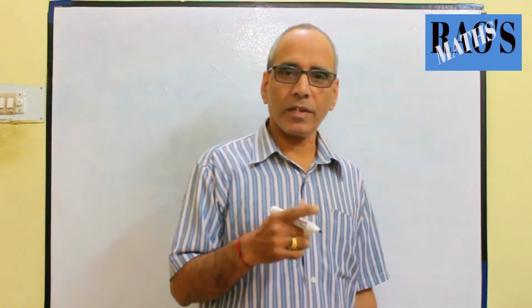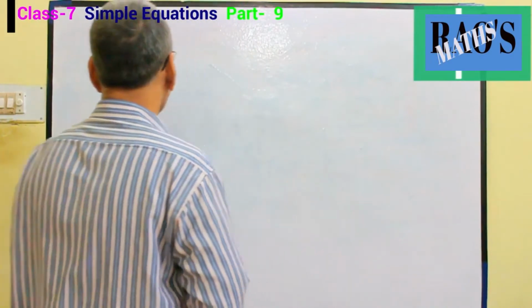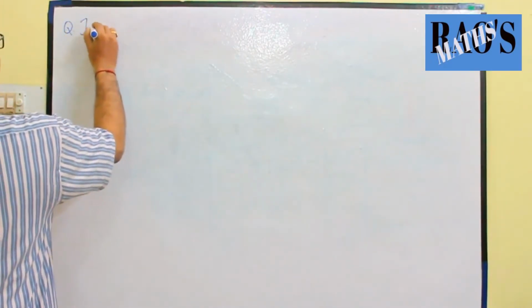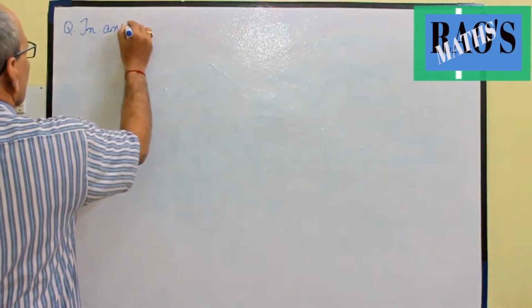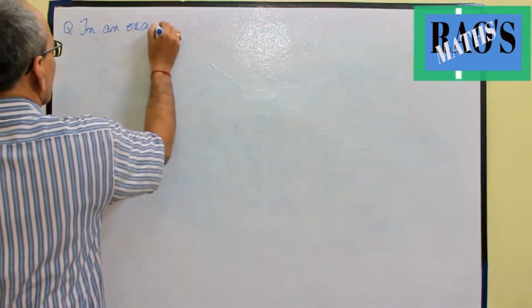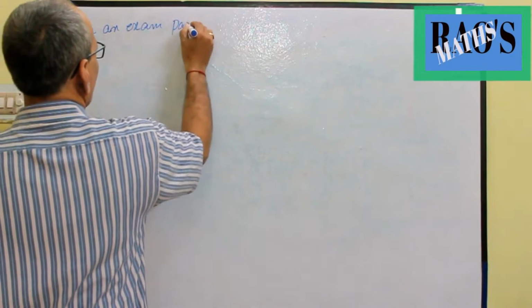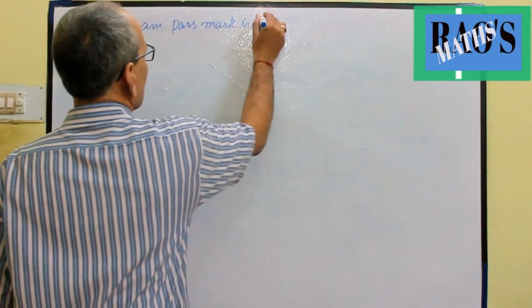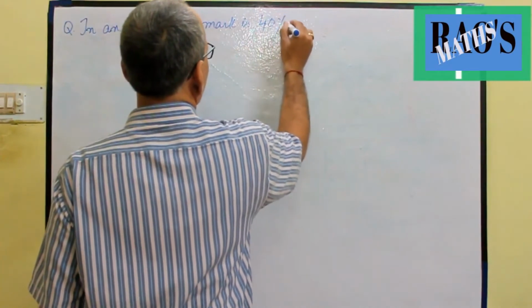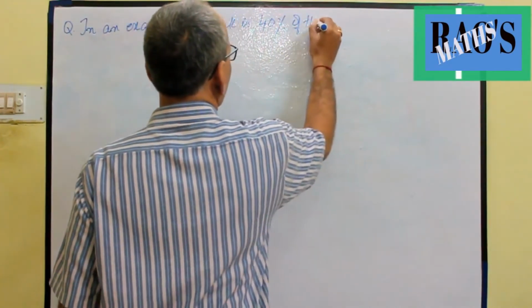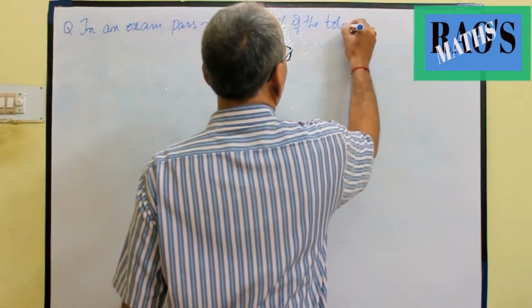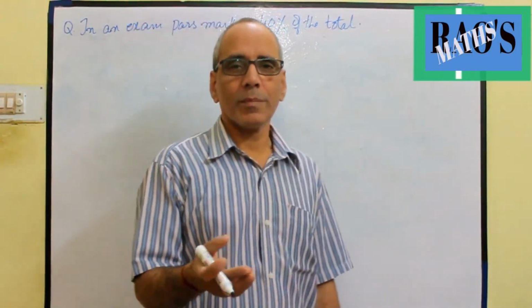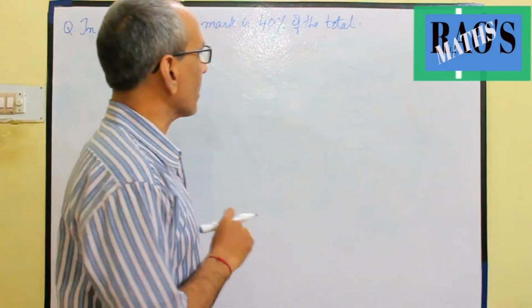That is a simple equation for class 7. Here is the question. In an exam, the pass mark is 40% of the total. So a student should secure 40% of the maximum marks of the question paper.